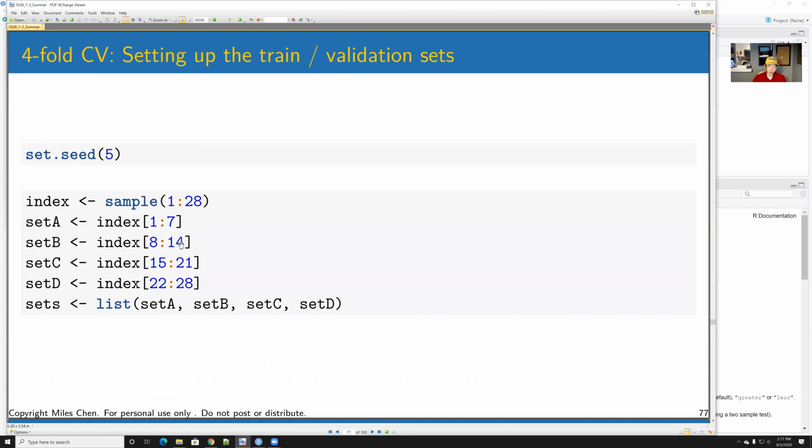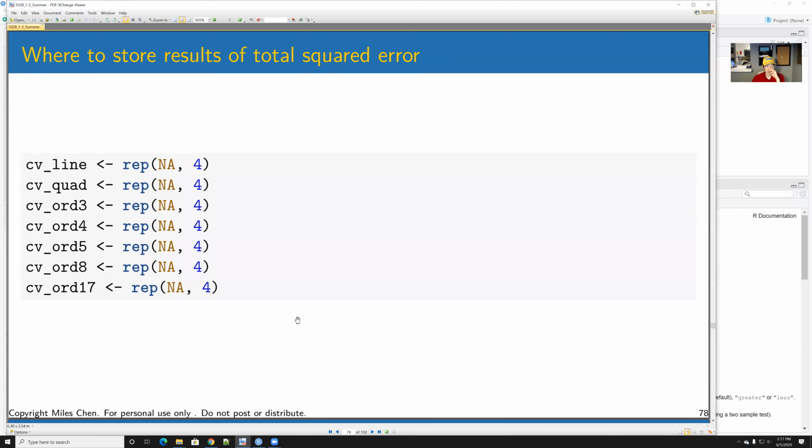I'm doing this manually. There are ways to do this automatically in R, but just for manual, I'm going to shuffle up the values 1 through 28. Then we take 7 of them and put them in set A, the next 7 in set B, the next 7 in set C, and the last 7 in set D. So I've got 4 folds for my 4-fold cross-validation. Then we're going to store our results of the total squared error in cross-validation for linear, quadratic, order 3, 4th order, 5th order, 8th order, and 17th order.